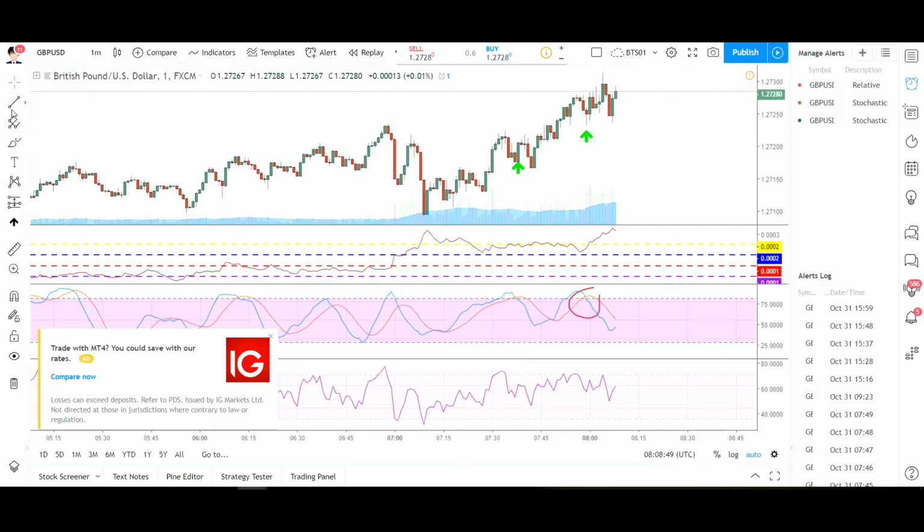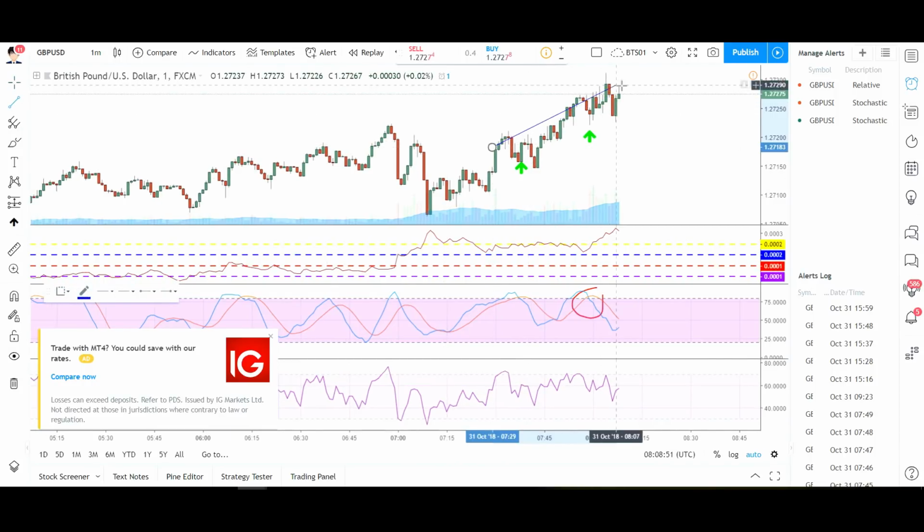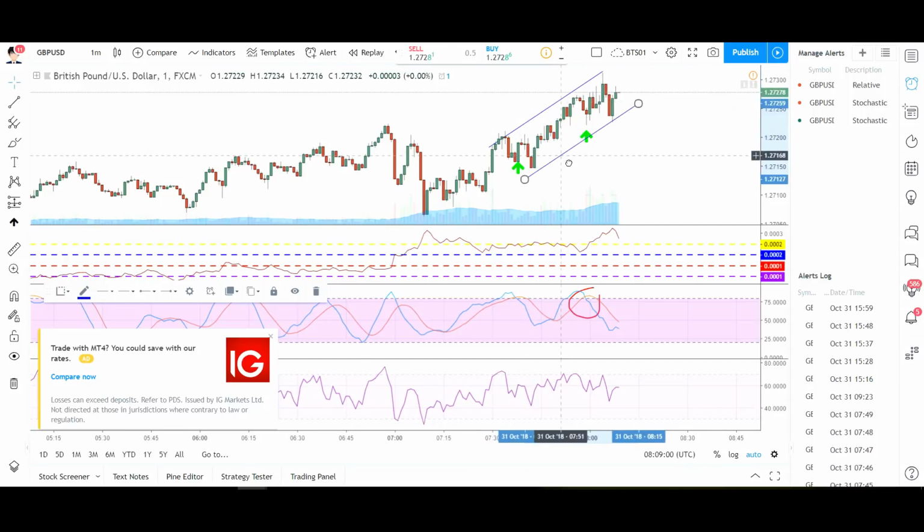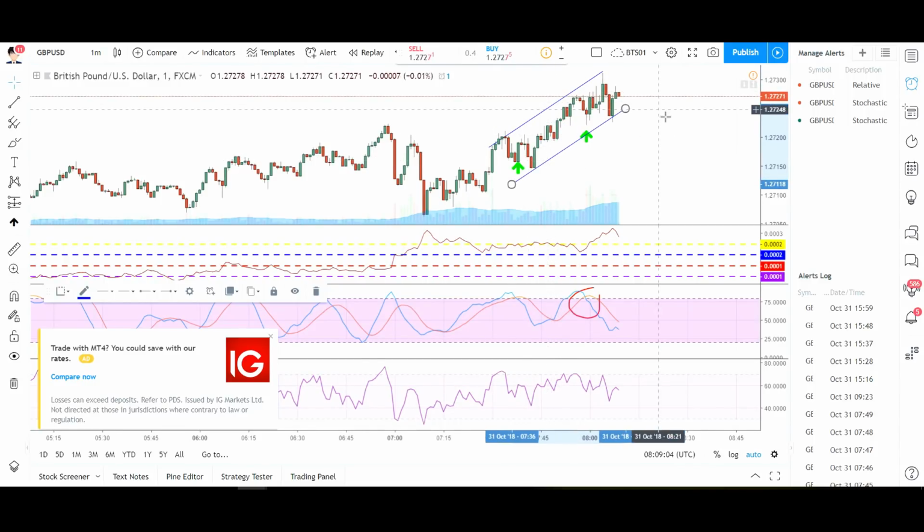So pretty much a good 2 winning streak. If I draw a trend line over here, it pretty much is going with the trend. So chances are we will still highly likely win this trade anyway.